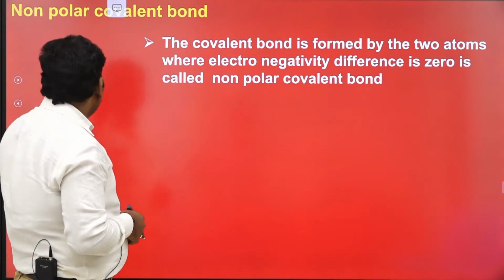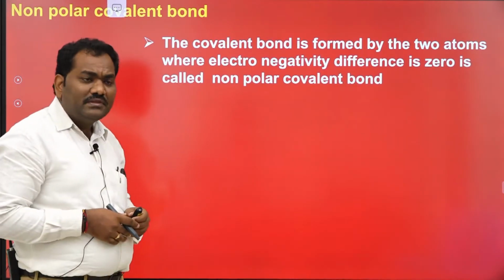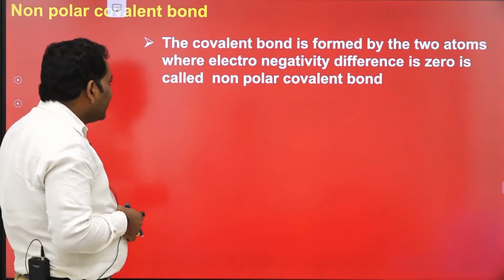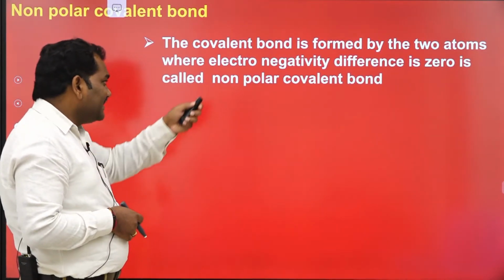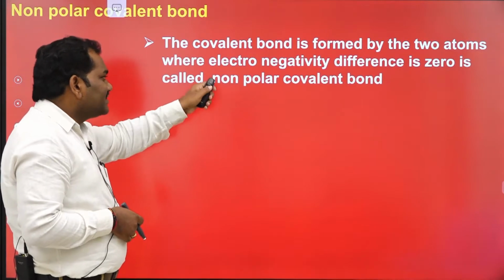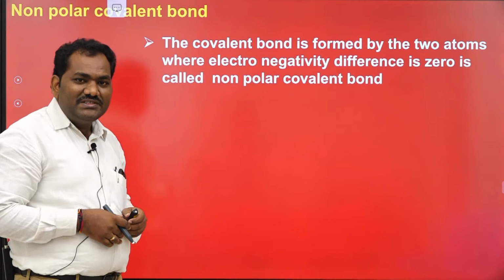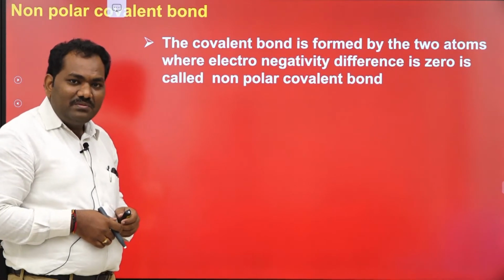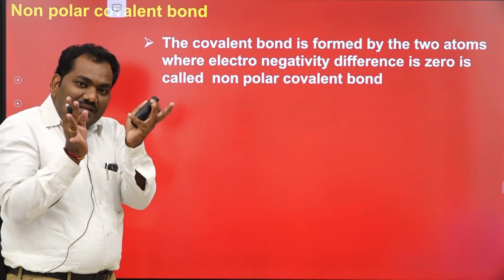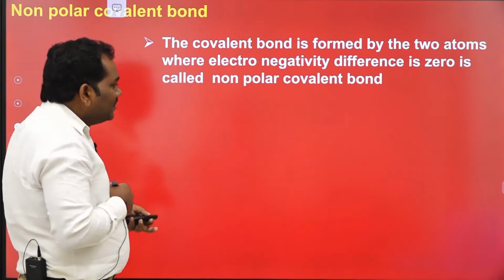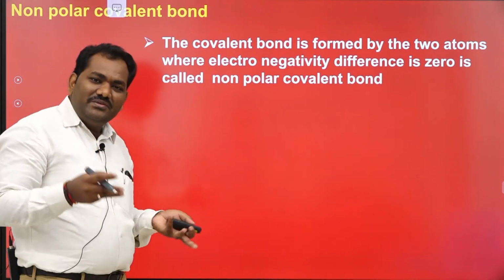Let's see what a non-polar covalent bond is. A covalent bond formed between two atoms where the electronegativity difference is 0 is called a non-polar covalent bond. An electronegativity difference of 0 generally means this type of bond forms between two identical atoms. For example, the best examples are O2, N2, H2, like that.